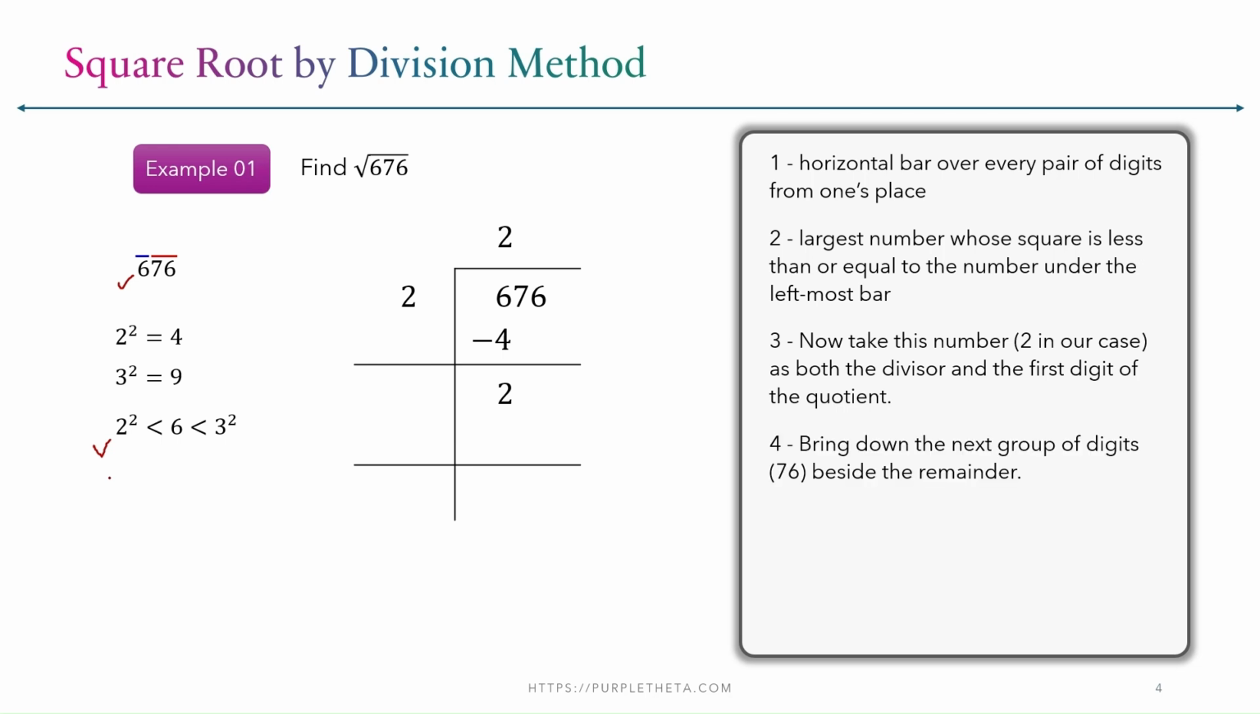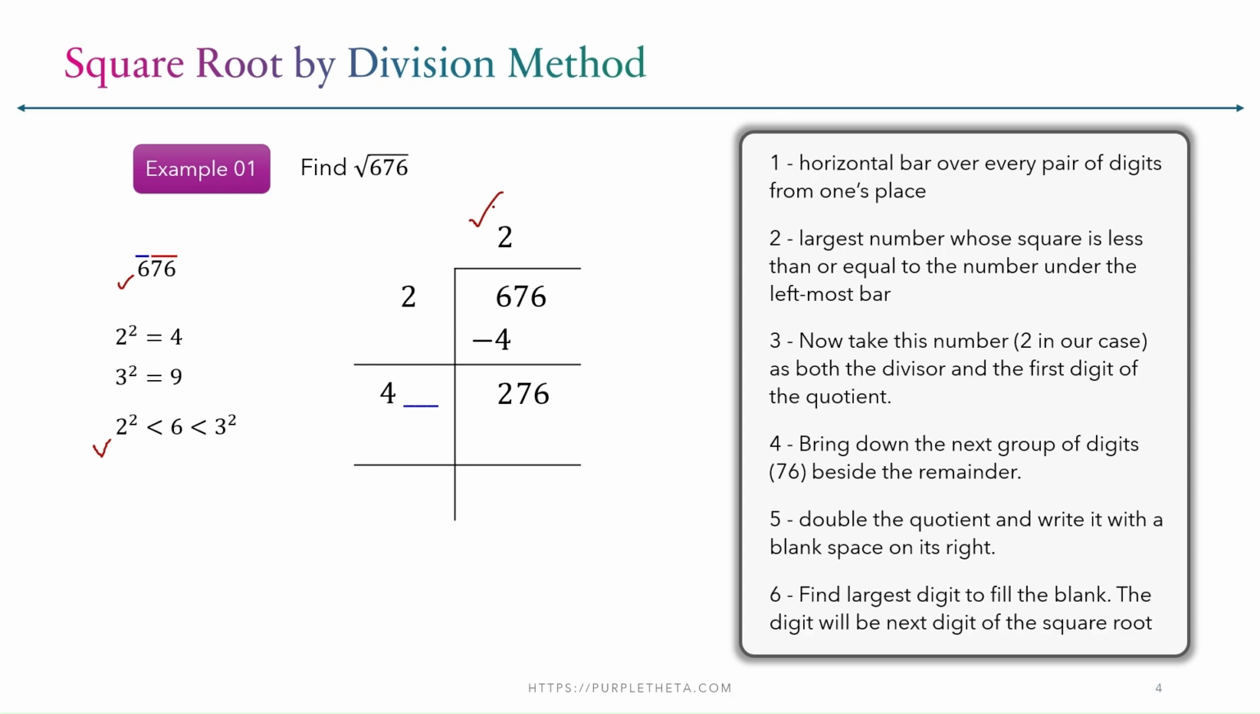So for the fourth step, bring down the next group of digits, that is 76, beside the remainder. So the new dividend becomes 276, right? Now double the quotient and write it with a blank space on its right. So we need to double the quotient. In our case, 2 is the quotient. So we need to double it, that is 4. And after 4, we need to write a blank space, right?